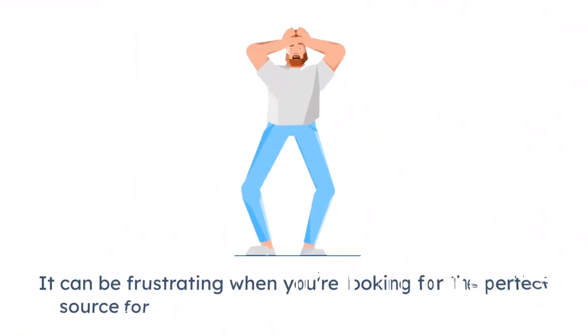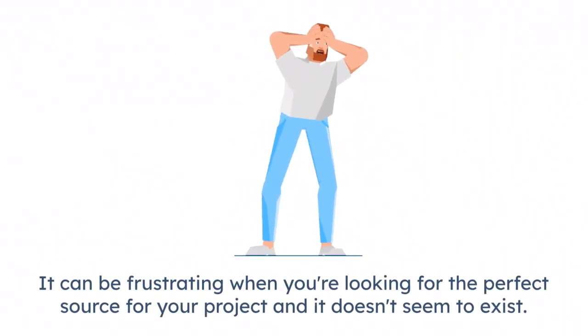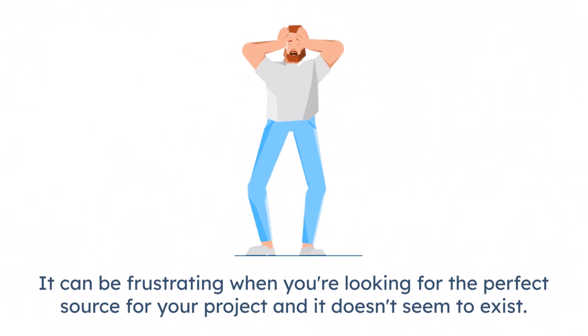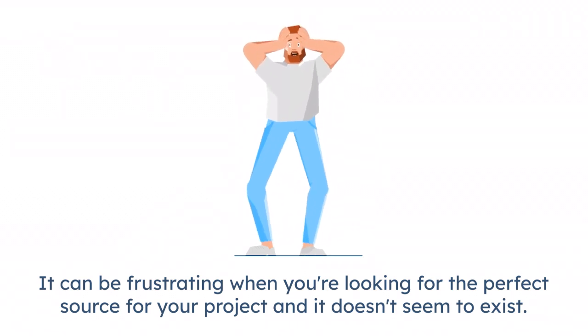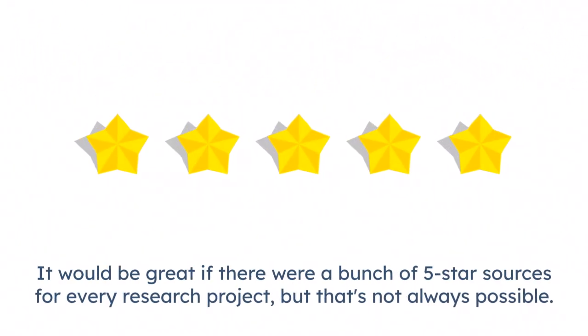Many students struggle with finding the perfect source for a project. The assignment guidelines make it sound so simple when they say, you need 5 sources, 3 must be articles, 1 must be a book, and 1 is your choice. That doesn't sound too hard, right? And it would be great if you were guaranteed to find multiple sources on your exact topic, but that's not always possible.